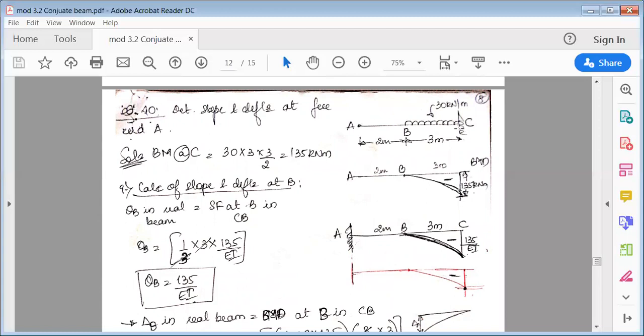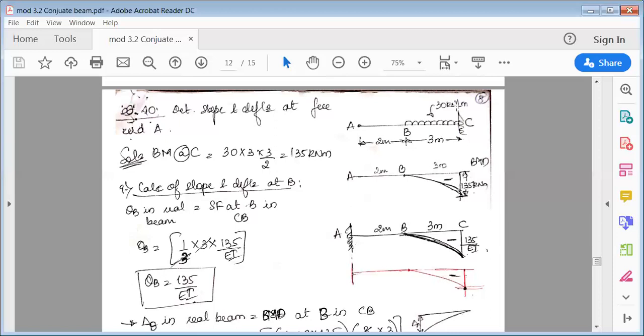So accordingly, draw the bending moment diagram first. Because it's a free end, the bending moment at the free end is 0. Then there is no load between A and B, so the bending moment runs straight. Then at B there is a UDL, so from B it goes on deflecting.